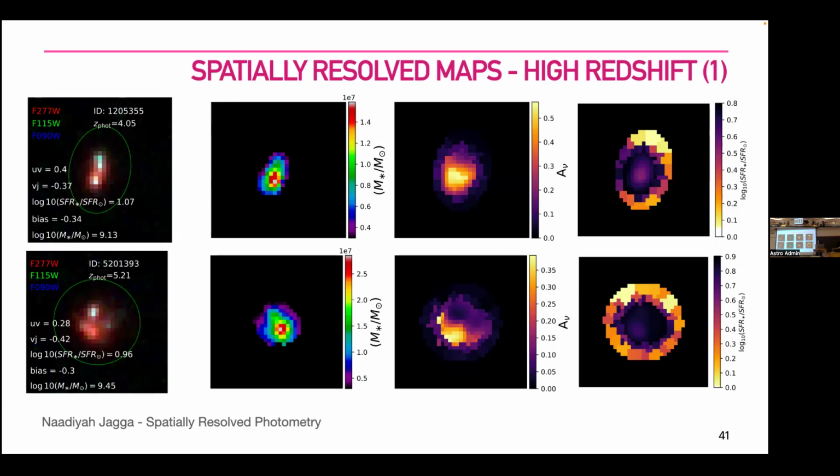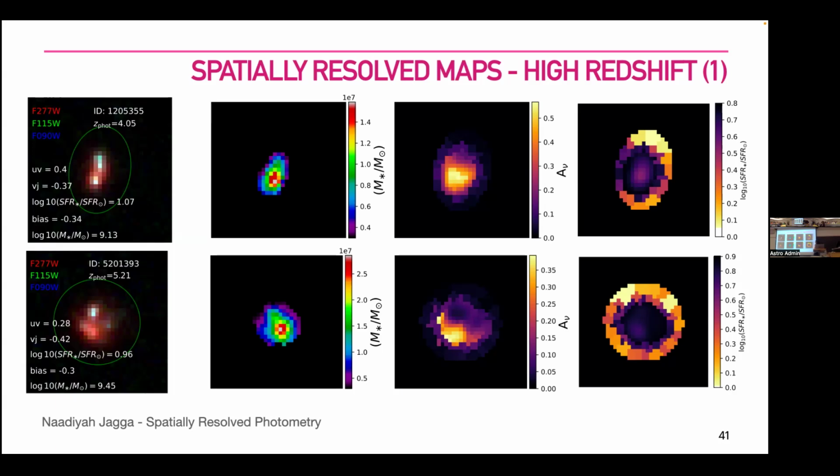With the resolved photometry, you can create maps. On the left is just an RGB, then the second panel is the stellar mass map, and then the third is the dust map, and the right panel is showing the star formation of the galaxy. What we can say about this is that the galaxy seems to be clumpy, which is not very visible in standard maps, which might be just the scaling.